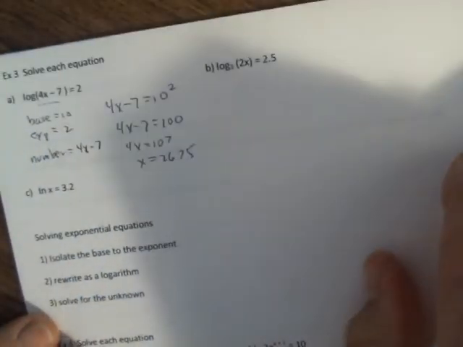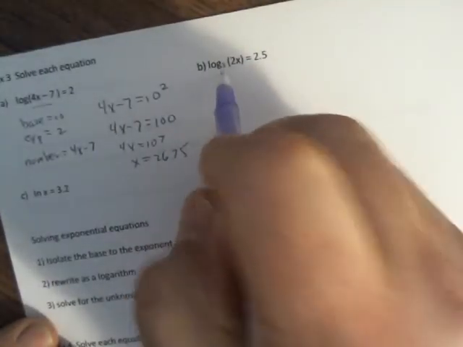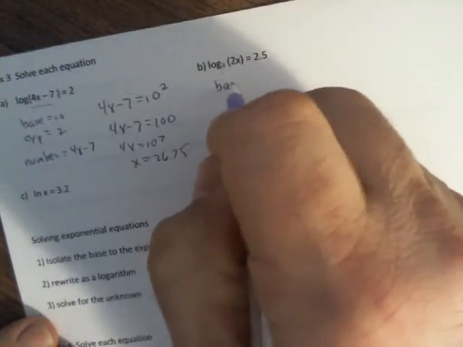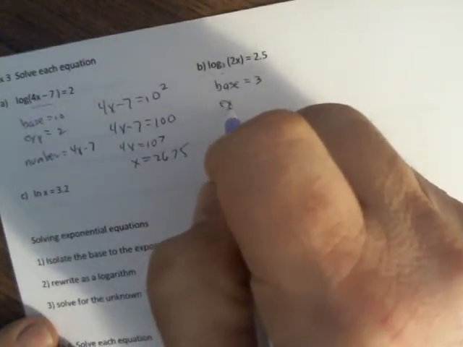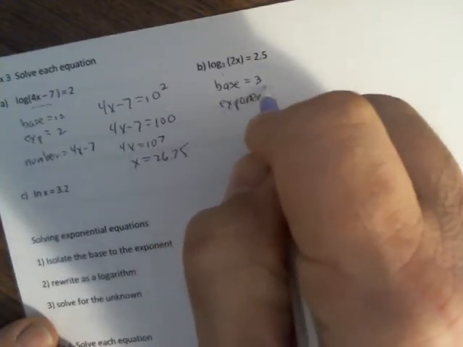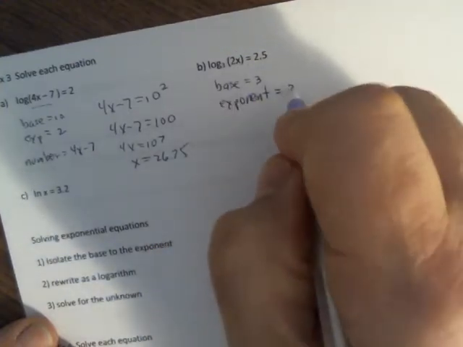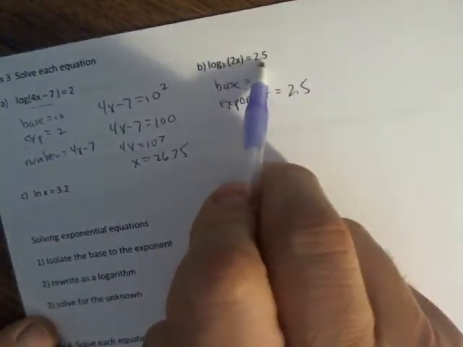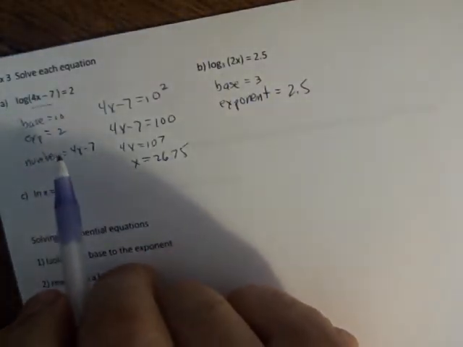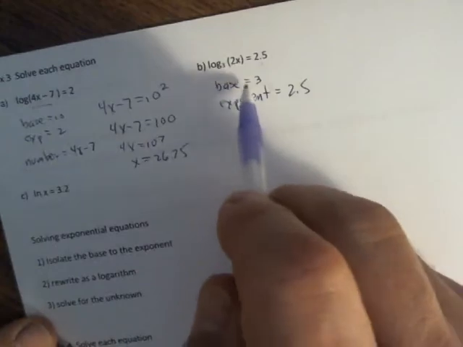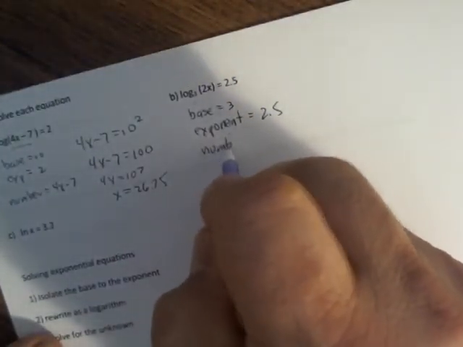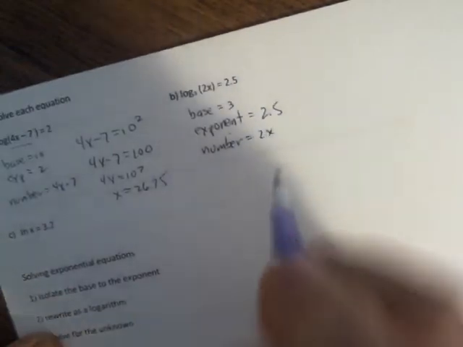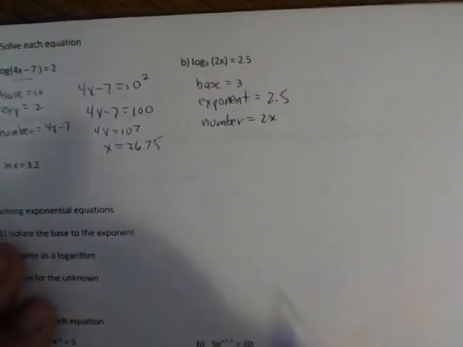In part B, again, my base is 3. My exponent, and where people mess up, they say their exponent is 2 to the x. Remember, your exponent's on the right side of the equal sign in a logarithm. If you get these backwards, then you're done. So try to remember what's what here. My number is 2x. And you're saying, well, that's not a number. Yeah, it is. We just don't know what it is yet.